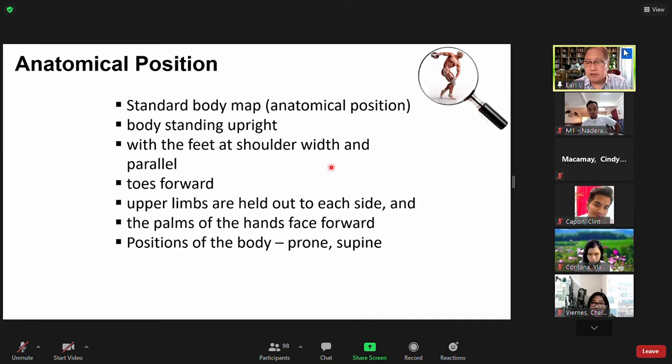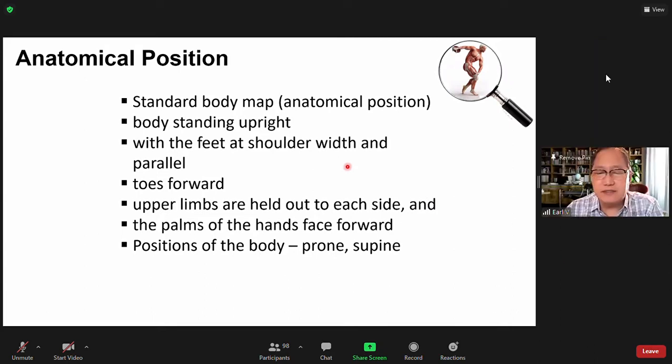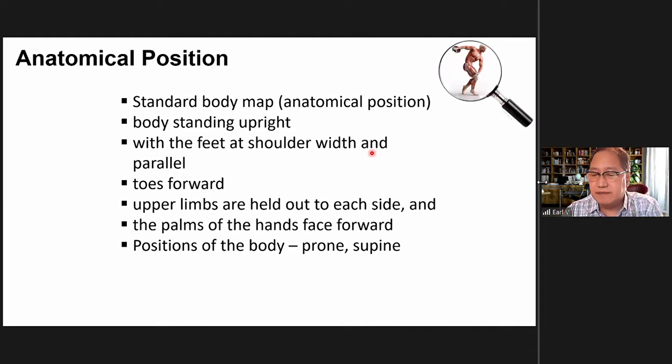It is about how the body is arranged. It should be in an upright position. So anatomical position, hindi lang nakahiga. At least this is to familiarize the body. I just want you to be, just a reminder, most likely na lecture na ito sa inyo. I hope familiar na kayong lahat. Yung feet at shoulder width, medyo nakabuka ng konti.